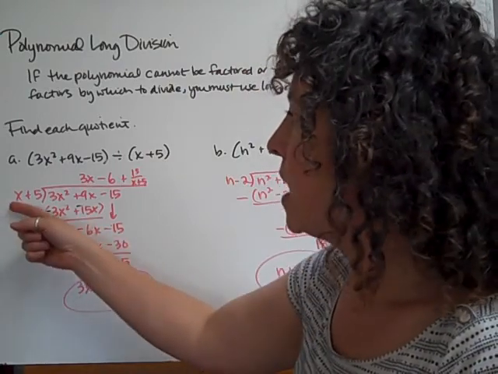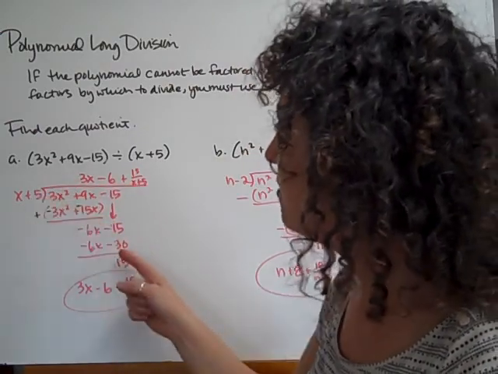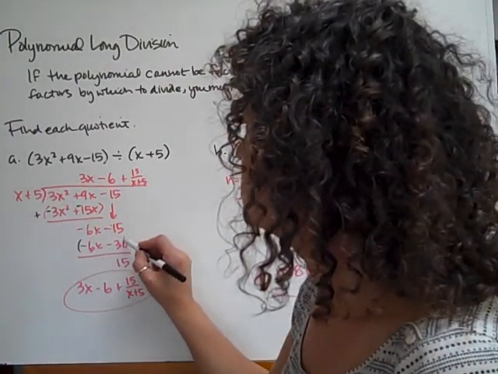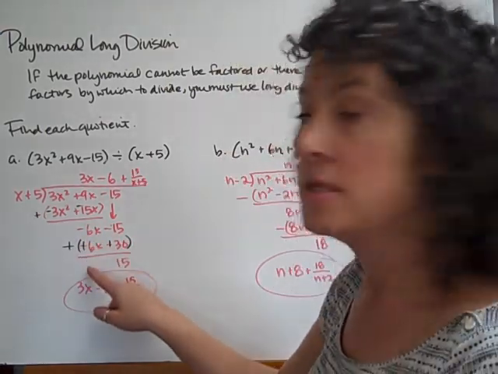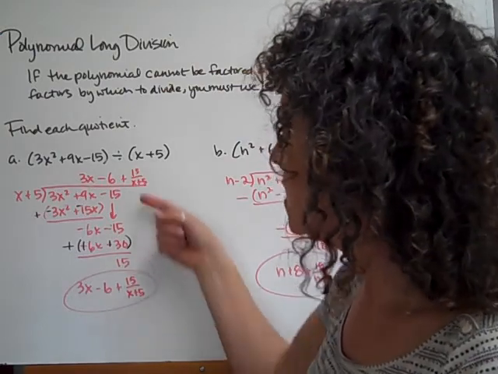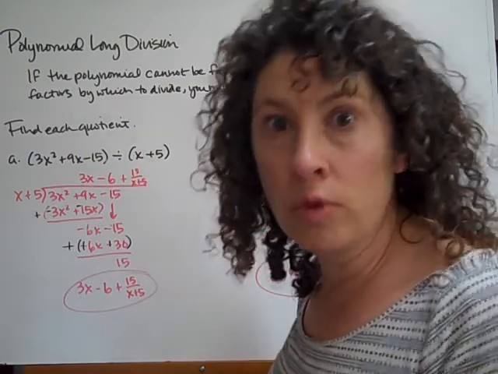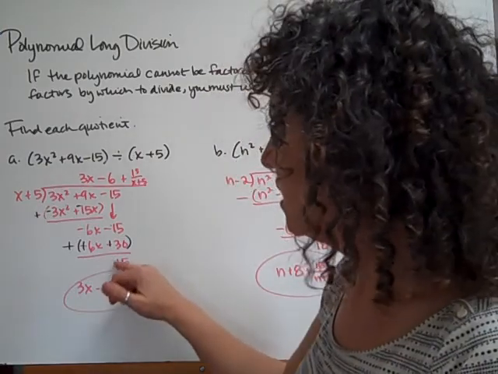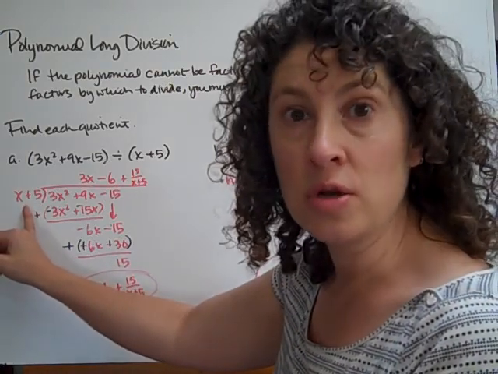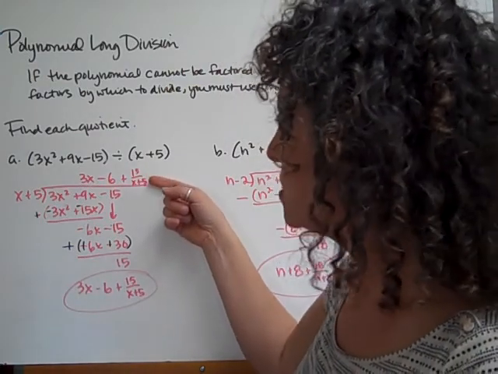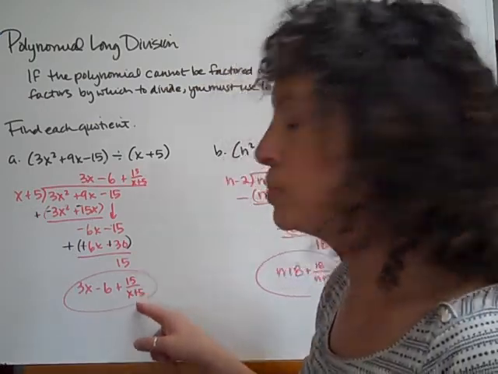So negative 6x divided by x is negative 6. So negative 6 times x gives me negative 6x. Negative 6 times 5 gives me negative 30. Again, I'm going to subtract here, but again, I'm going to change that to adding the opposite. So I end up with 0, and I end up with 15. Now there's nothing left to bring down here, so we're going really old school here, and we're going to put a remainder. So to find a remainder, I take my leftover here, and I place that as the numerator above my divisor as my denominator. So 15 over x plus 5. So my final quotient is 3x minus 6 plus 15 over x plus 5.